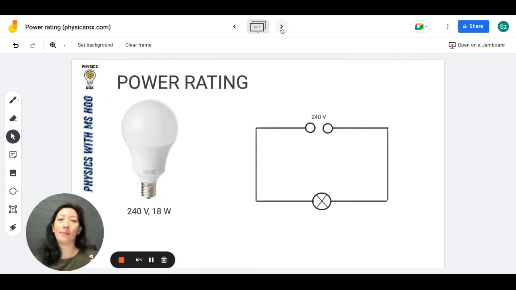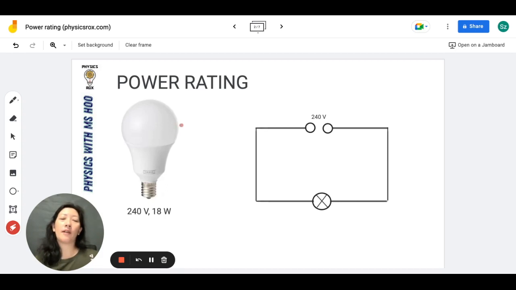So let's look at an example. Say we have a light bulb that has been labeled 240 volts, 18 watts. It's quite self-explanatory, but I'll explain anyway. The 240 volts here is the voltage that you should ideally connect this light bulb to. You can try connecting it to other voltages, but there could be problems.